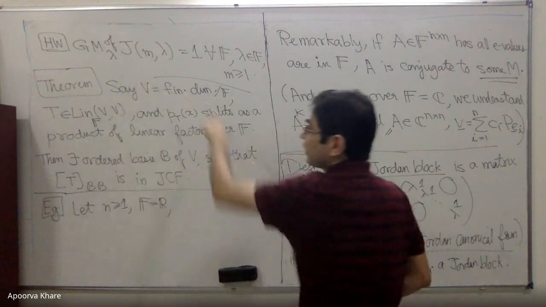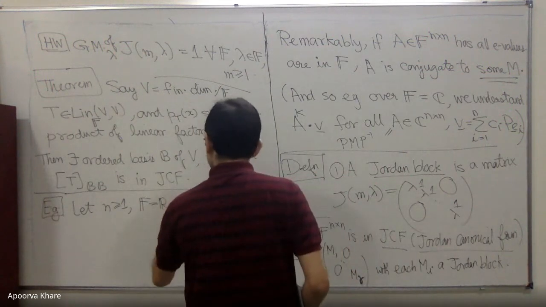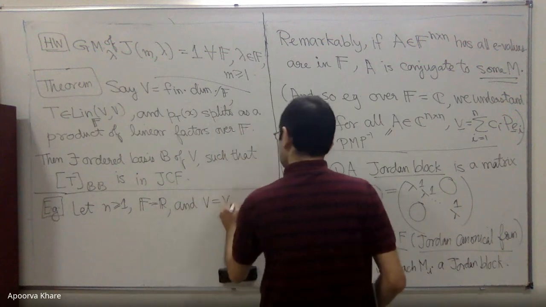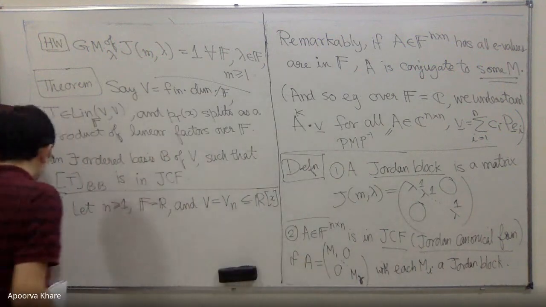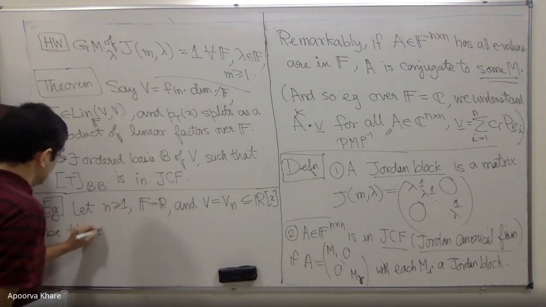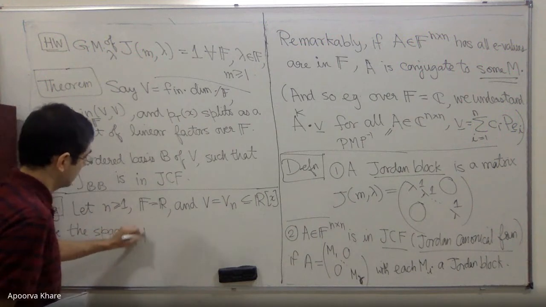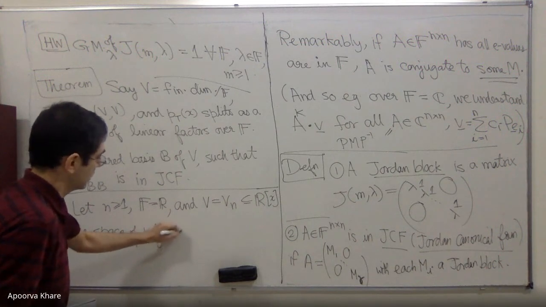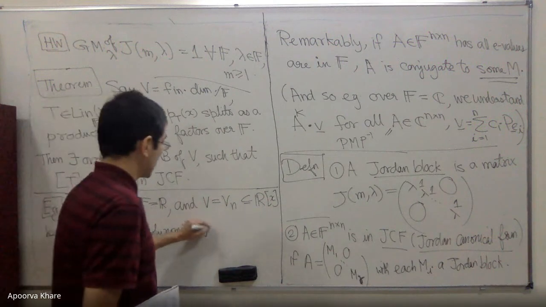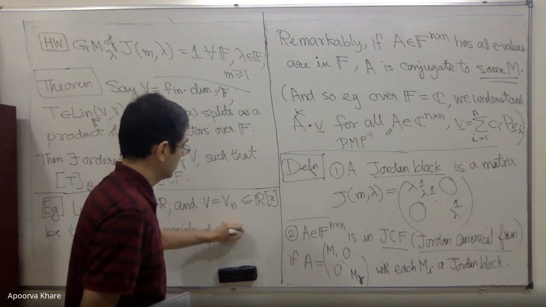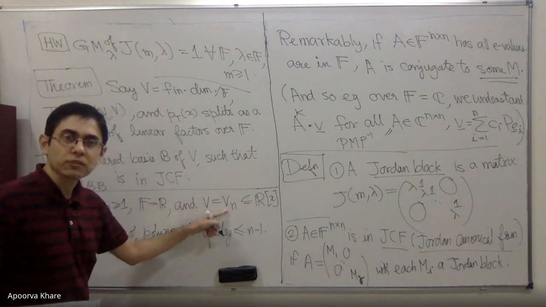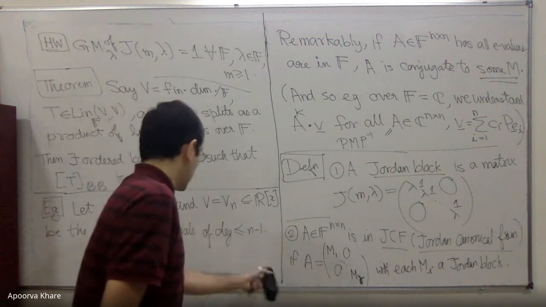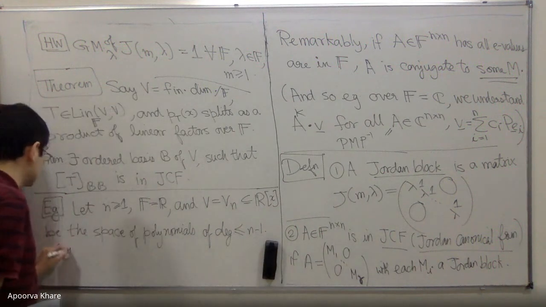And now let me define first of all for you the vector space. Vn is a subspace of the space of polynomials of degree at most n minus 1. So V1 is the space of constants, V2 is the space of linear and constants, and so on. Okay? And now the point is the dimension of Vn is n.